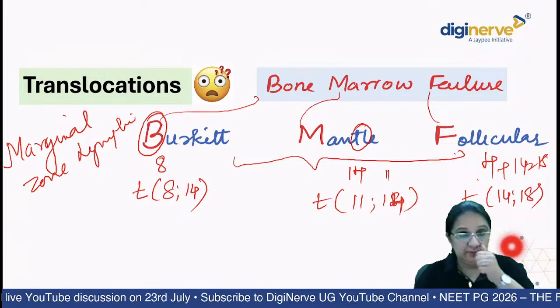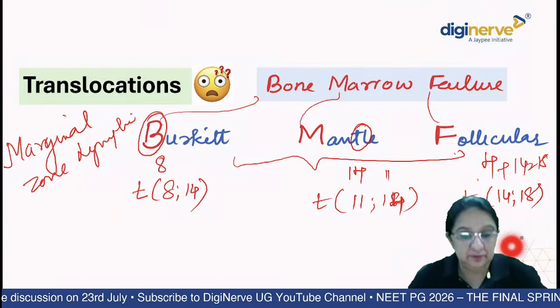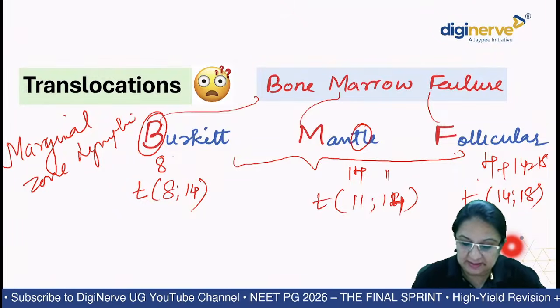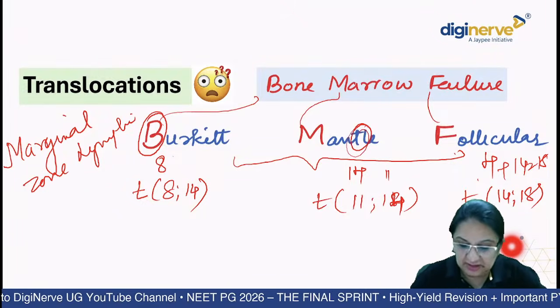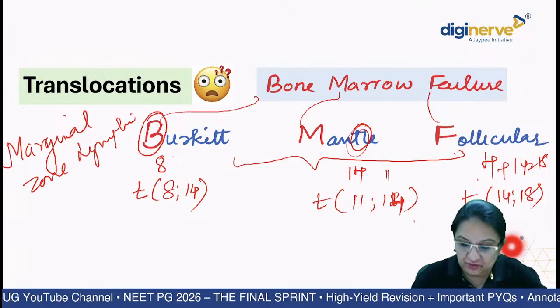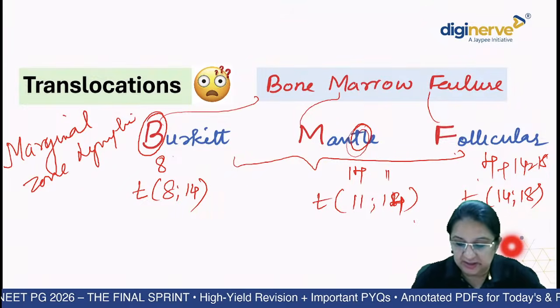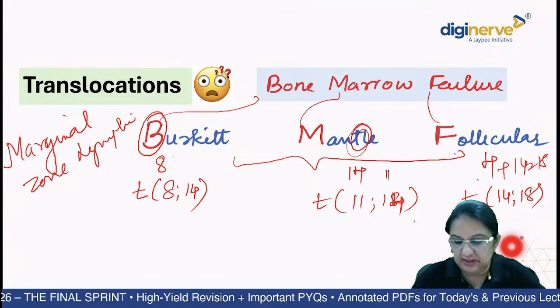Okay. Very quickly. Burkitt looks like 8, 8, 14. 14 common has a pin. Mantle, TL looks like 11, 11, 14. Follicular, fall, 4, 4 plus 14, 18. So it is T, 14, 18.